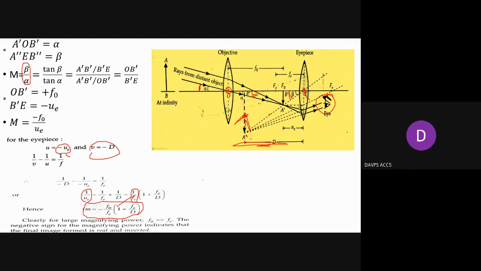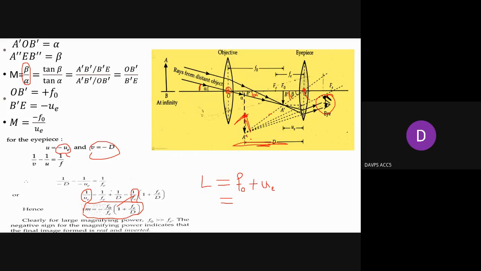So the length of the tube in this case you can get: L equals, first of all, f0 plus ue, and this will be equal to f0 plus ue. What is ue? From here, 1 by ue equals 1 by fe plus 1 by D. So what will be ue?